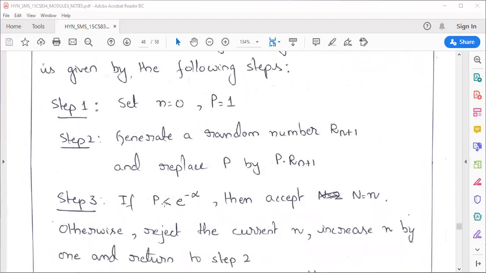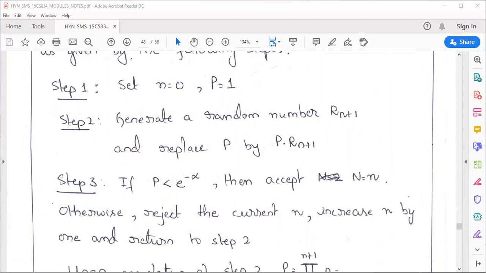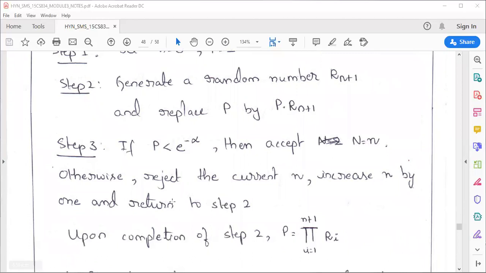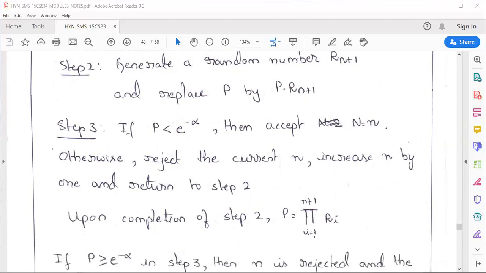Step 3, I'll check whether my p value is less than e to the power of minus alpha. If it is less than e to the power of minus alpha, then I will accept N equal to small n. If we solve the problem, you will understand what this capital N equal to small n means. Otherwise, reject the current n, increase n by 1 and return to step 2. Upon completion, we'll be able to generate Poisson variates, p equal to the product of R(i) for i equal to 1 to n+1.